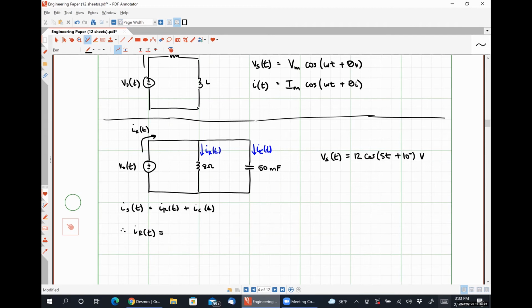What do you guys think the current flowing through the resistor will be? Just based on our knowledge of how circuits work to this point. Vs of t over 8. Exactly right. Vs of t over 8 ohms. So 12 divided by 8 is 1.5. And so we should have 1.5 cosine(5t + 10 degrees) amps, excuse me, amps now, my apologies, for our resistor current.